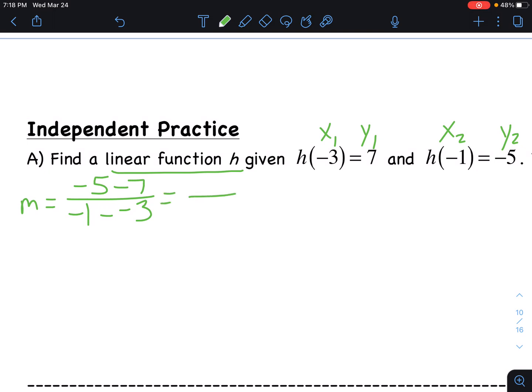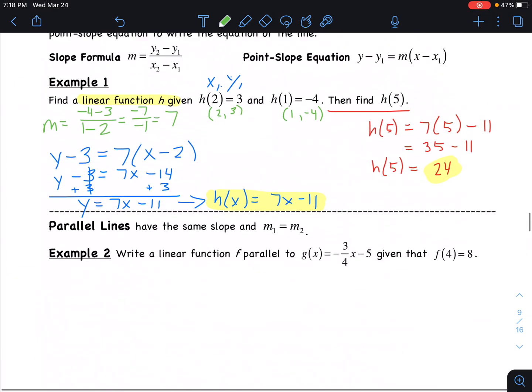In the numerator, those subtract to get negative 12. In the denominator, we've got double negatives, which changes to negative 1 plus 3, which is 2. And that divides to get negative 6. So my slope is negative 6. Now, we could always look back at what I do next.